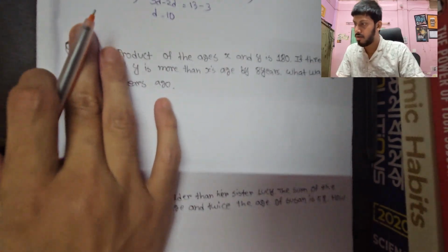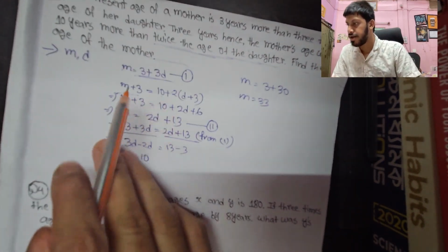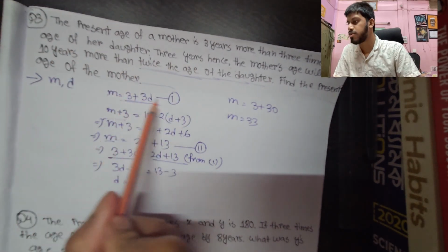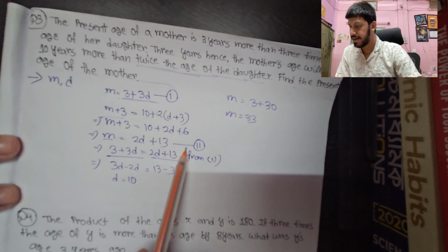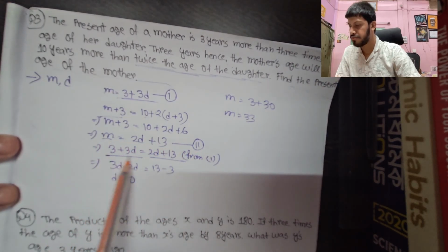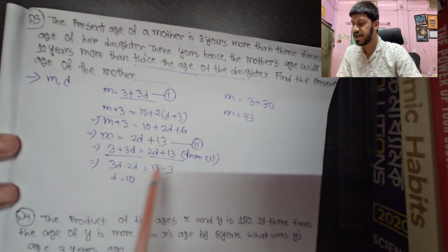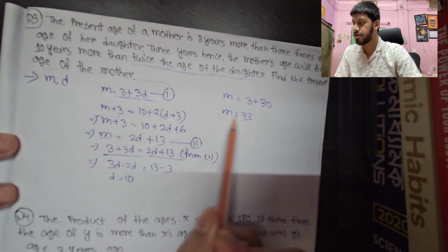So if everything is correct here, we put the mother's first line as equation number 1. Then in equation number 2, we just put the value of equation number 1, and I solved it. We got the value of d, and we just put it here, and we got the value of the mother.